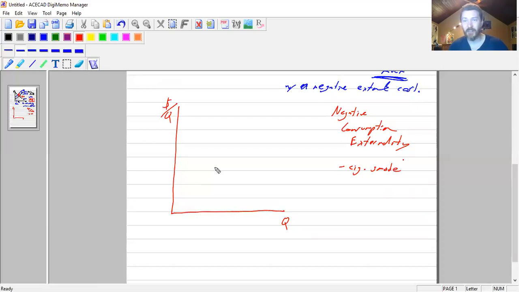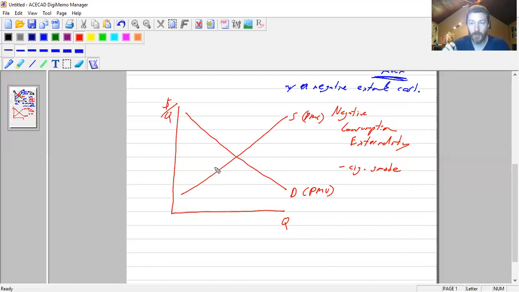Cigarettes are not nearly as common as they used to be. When I was a kid, I feel like people were going around smoking all the time, but now it's less common. This might be an old example, but whatever, I'm going to go along with it anyway. There's the demand curve, which is the private marginal value curve. Here's the supply curve, the private marginal cost curve. And there is the free market level of output.